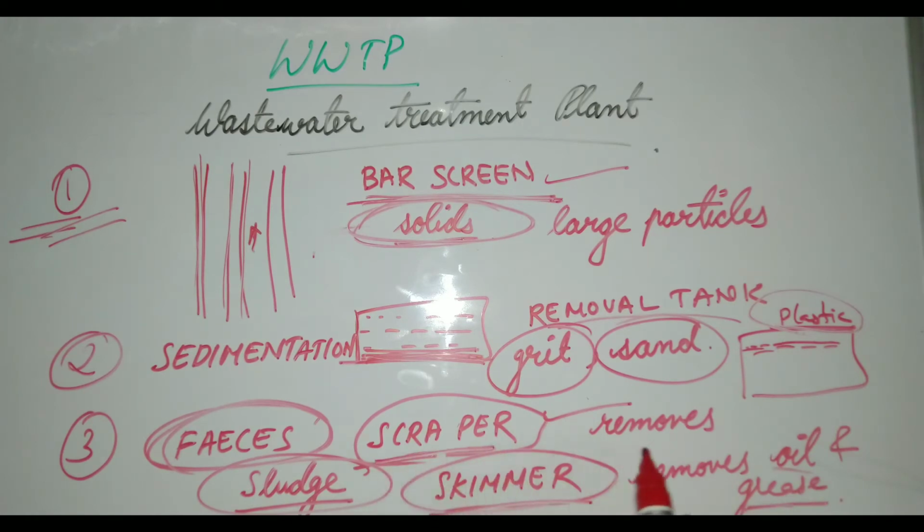So scraper removes what? The feces. That is nothing but sludge. Sludge, what you have to remember? Sludge. Then the skimmer function is to remove the oil and grease, which are nothing but the solid particles which are floating over the water.